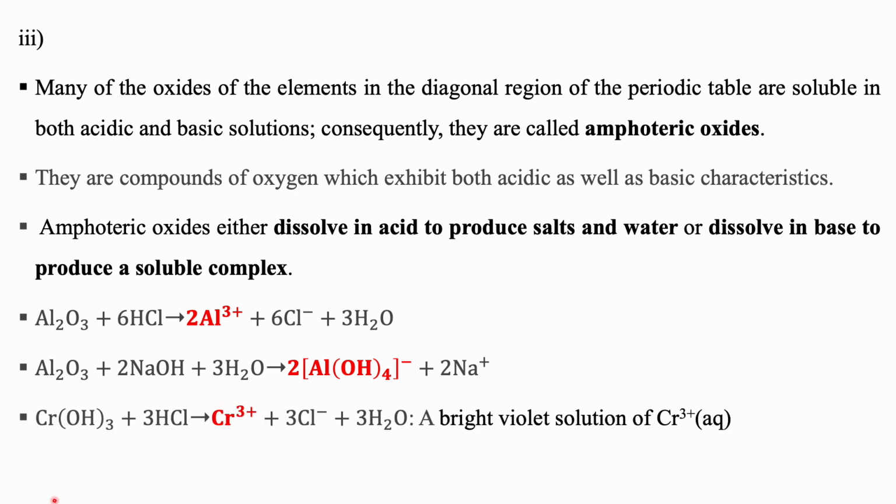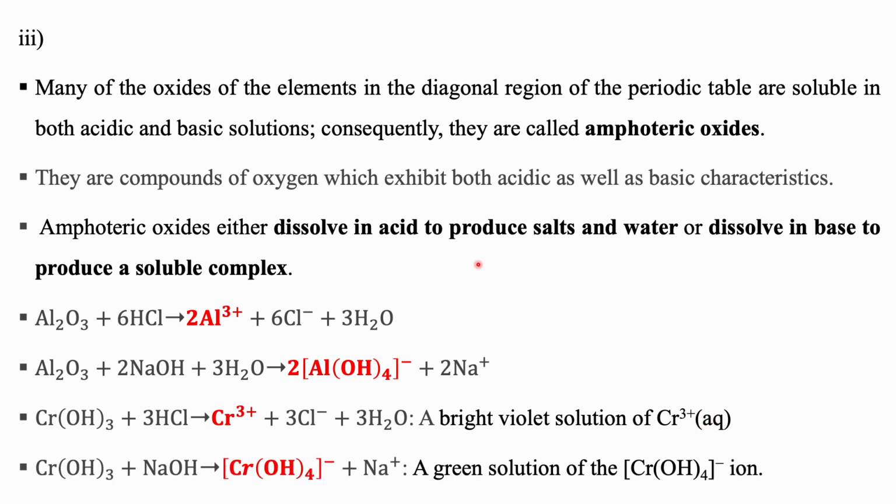Another example is chromium hydroxide. You can see it is reacting with acid to produce chromium 3+, the bright violet solution of chromium 3+. It can also react with a base to produce a chromium hydroxide complex, a soluble complex, which is a green solution. For acid, it will give the bright violet solution.